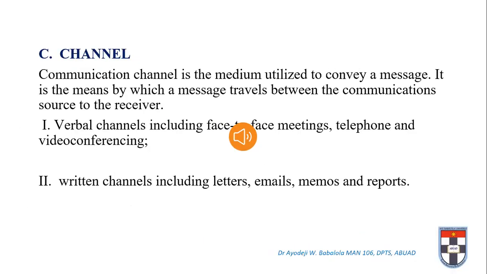Okay, the third element in a communication process is the communication channel, which, as I've said earlier, refers to the medium that we use to convey a message. That is, the means by which the message travels between the communication source and the receiver. Is it going through paper? Is it going through telephone, video conferencing, face-to-face meetings, letters, emails, memos, and reports? Each of these channels has audiences or purposes it is best suited for under different conditions. So, channel is an important element in the communication process.